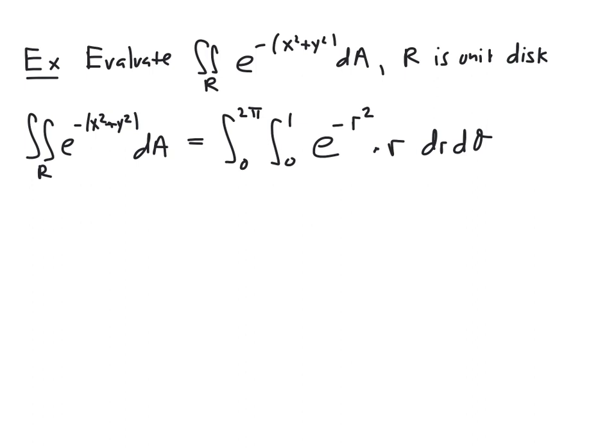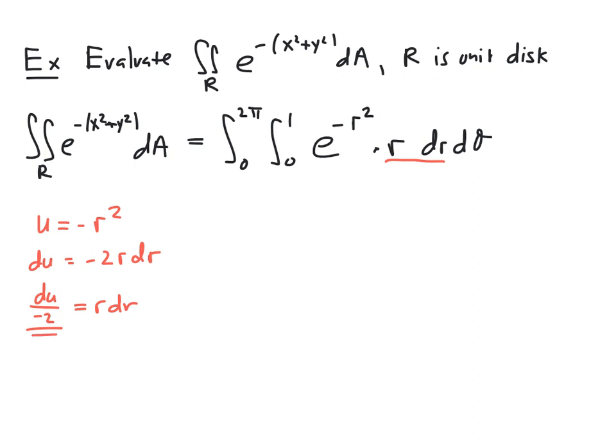So we can make a quick substitution here. I can let u be negative r squared, and if u is negative r squared, du is negative 2r dr. Notice I have an r dr to replace, so we can think of du over negative 2 as equal to r dr. And so that r dr can be replaced by this quantity here.